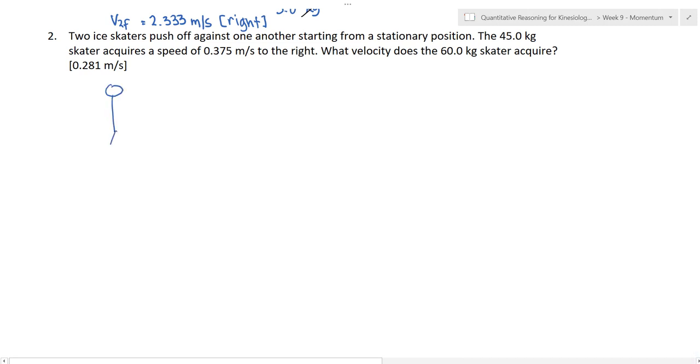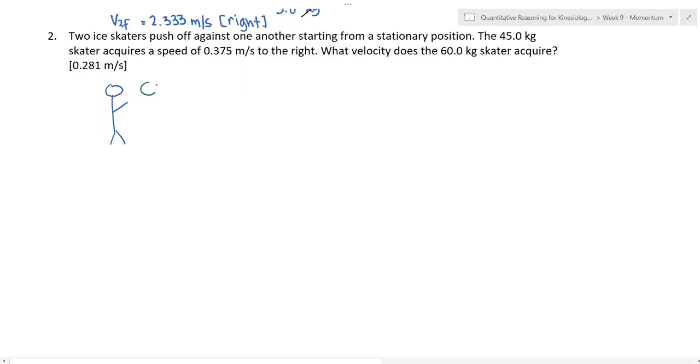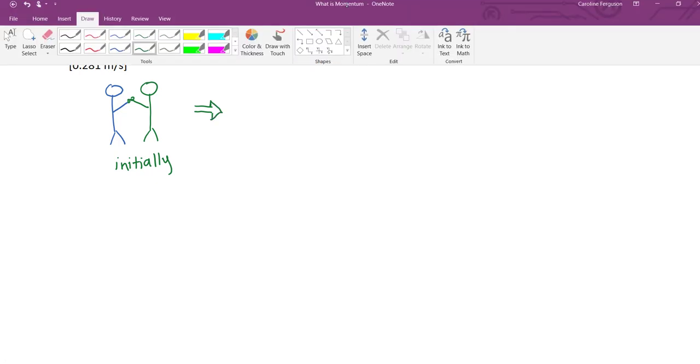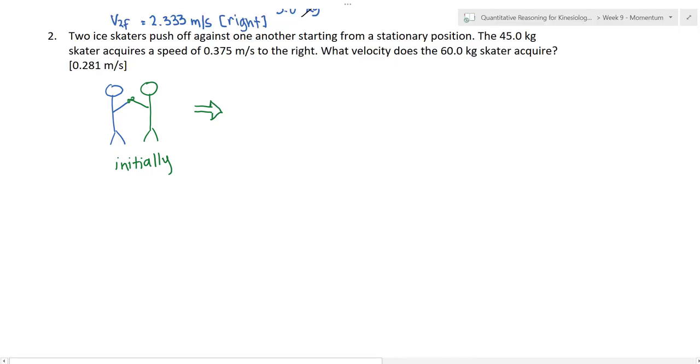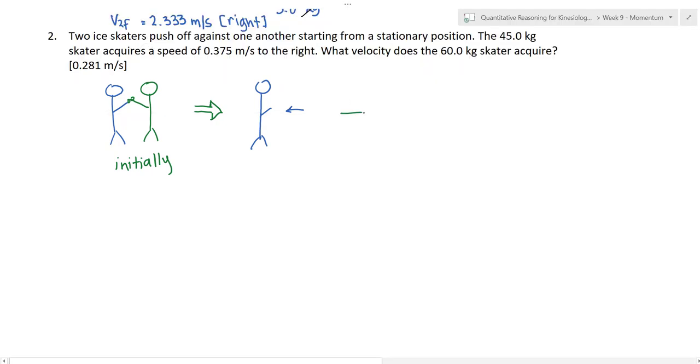So I have two skaters and they're facing each other. I'll draw them in two different colors. Initially, they're both at rest. Then they push off of one another and they end up looking something like this. The first skater is moving to the left and the second skater is moving to the right.